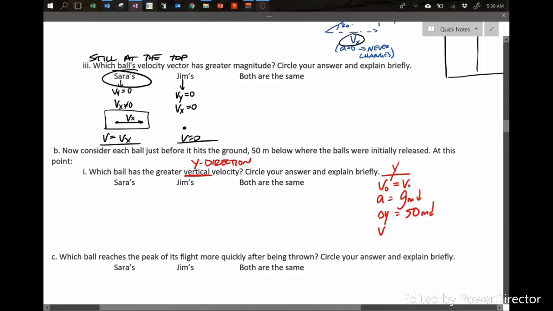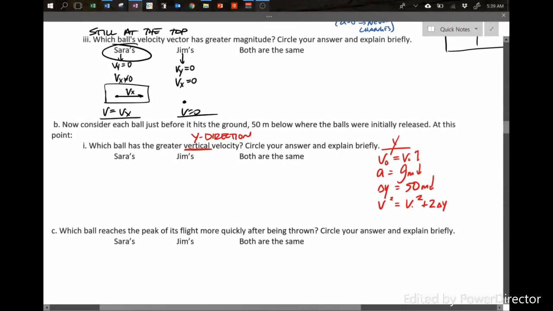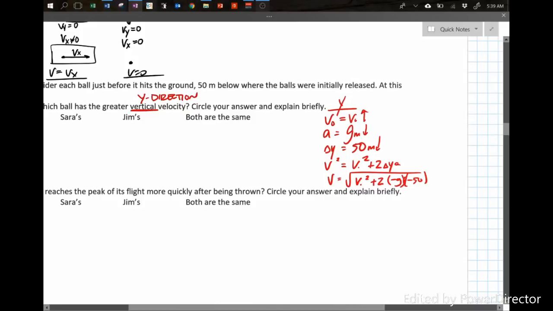So if I wanted to look at my final vertical velocity, it would be velocity squared equals initial velocity squared plus 2a delta y. Now my initial velocity is up, so that final velocity is going to be the square root of initial velocity squared plus 2 times negative g times negative 50. It's going to bleed over into the next question. That's okay. So it's the initial velocity squared plus 2 times g times 50.